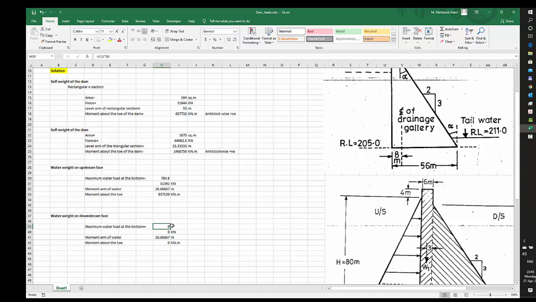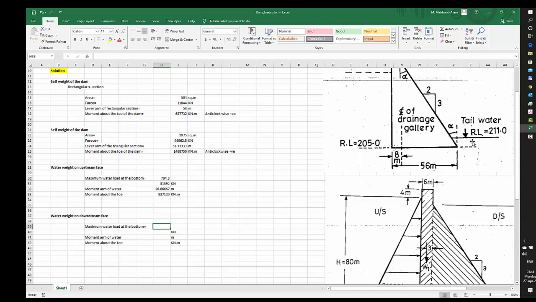Again, we have to delete this because we are going to calculate it anyways. Okay, maximum water load at the bottom. So now, water level on the bottom is how much? 211 is the water level on the downstream side. The base level is 205. 211 minus 205 would give you 6 meters. So the tailwater has depth of 6 meters.